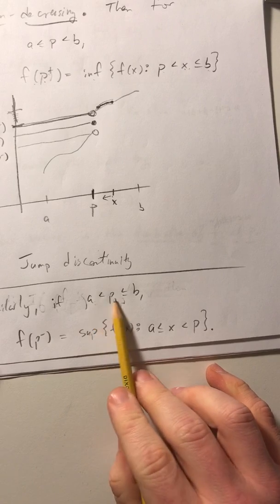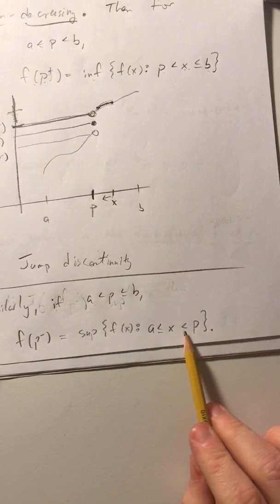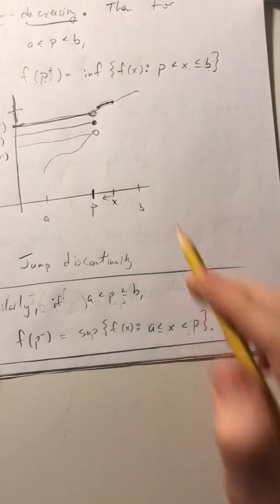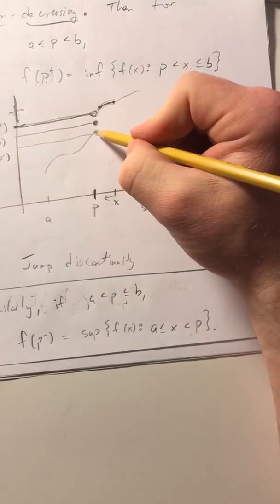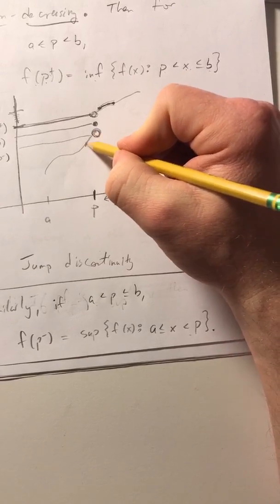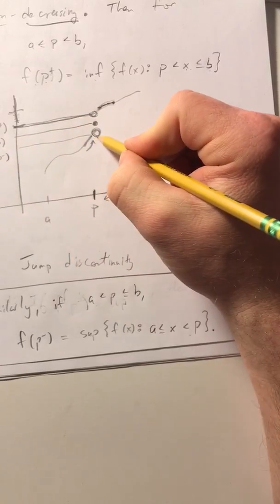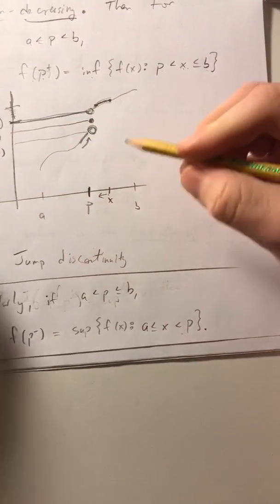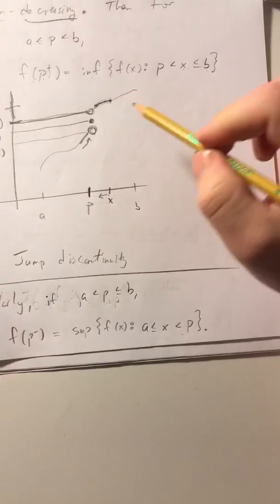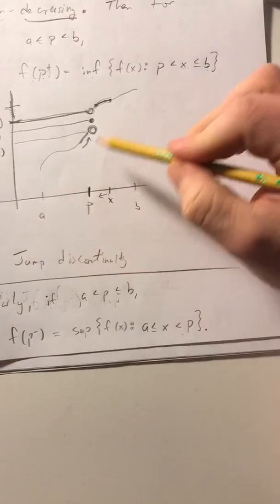A similar thing happens from the left. As long as p is not equal to the left endpoint, I can talk about the limit from the left. It's the supremum of f of x for x smaller than p. So the limit from the left is this, where this empty circle is, and it's the supremum of these smaller values that are increasing to f of p minus. Okay. So a discontinuity like this, where the limit from the left and the limit from the right exist but they're different, is a jump discontinuity.